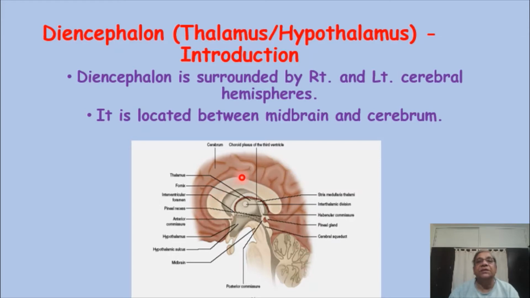This section is the mid-sagittal section passing through the corpus callosum, septum pellucidum, and the fornix. Just below the fornix, this part is the thalamus, and below this is the hypothalamus, through which the pituitary gland, hypophysis cerebri, is attached. So this part is the diencephalon. As I said, this diencephalic part is located above the midbrain and below the cerebral hemisphere. So let us go to the next slide.